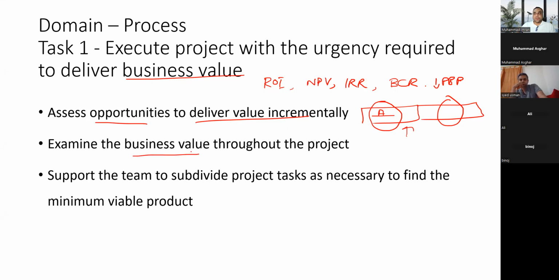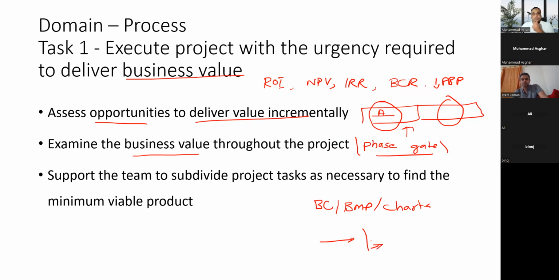And we have to examine the business value throughout the project, which means we have a phase gate meeting. What is a phase gate meeting? After every phase, if you're working in predictive, you check your progress with the help of the business case, the benefits management plan, and the charter, along with the board. Before moving to the next phase, we check that are we going in the right direction or not. That's why we also call it toll point or toll gate. We check that everything is fine.